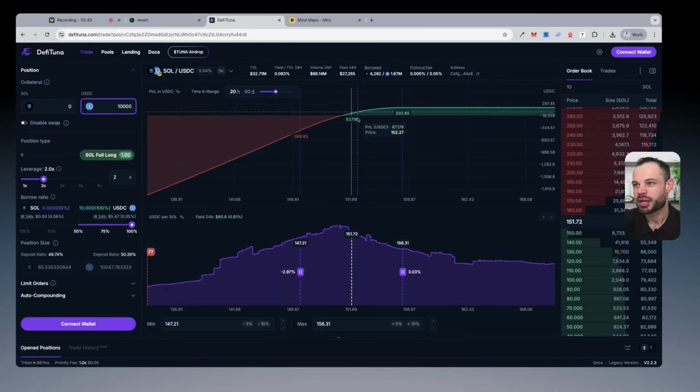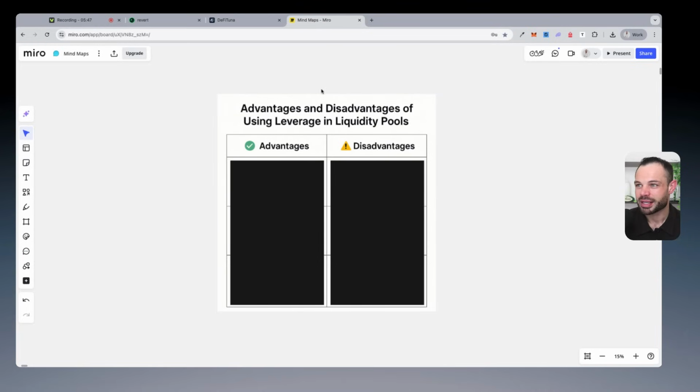But let's talk about the pros and cons of using leverage like this, because again, in my opinion, you need to be a seasoned liquidity provider before really starting to play with any type of leverage. There are risks involved here, and obviously there is the potential for liquidation when you're borrowing and managing your health factor. So you need to be careful. Let's talk about the advantages and disadvantages.